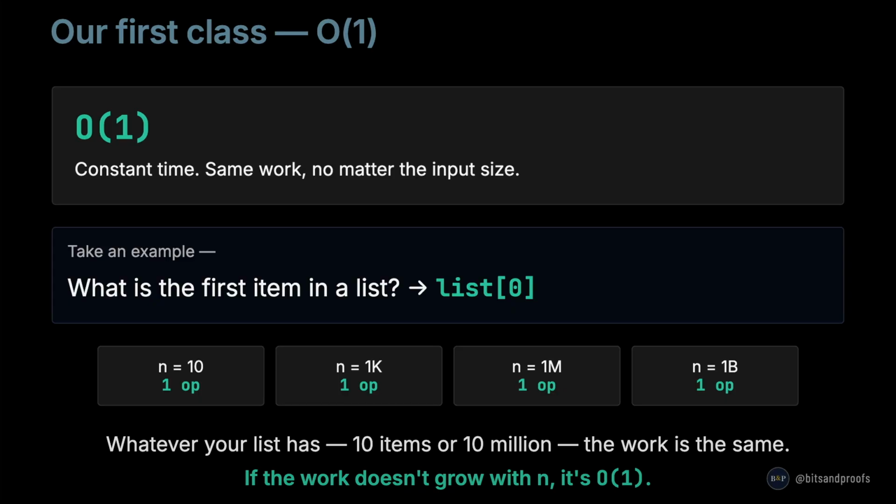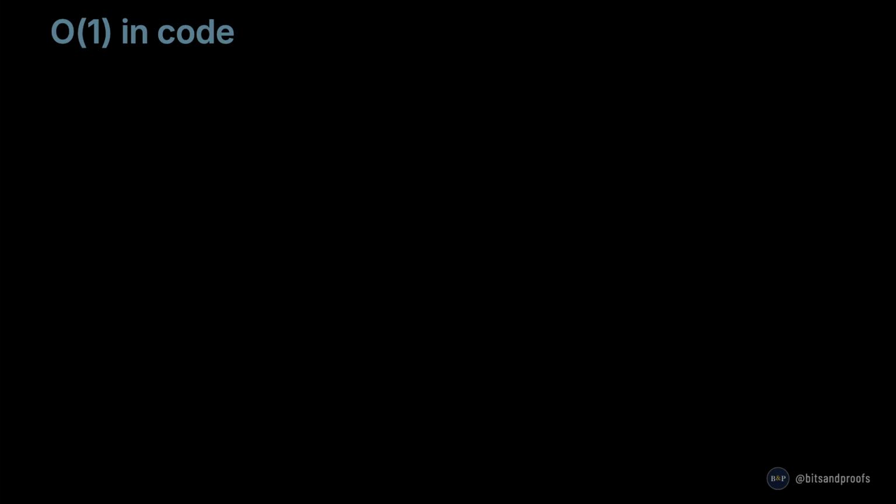In code, that's list[0]. Go to position 0, read the value, done. Now ask, how many operations does this take? The defining feature: whether your list has 10 items or 10 million, the work is the same number of operations. The runtime doesn't depend on n at all.